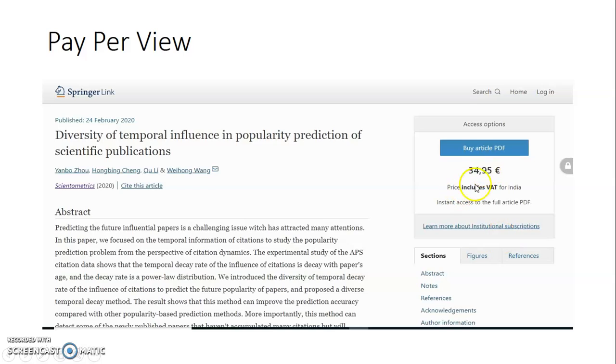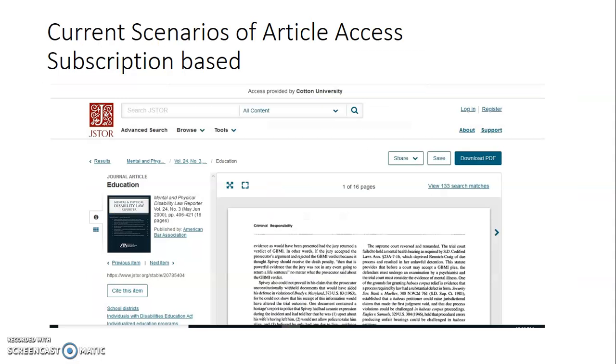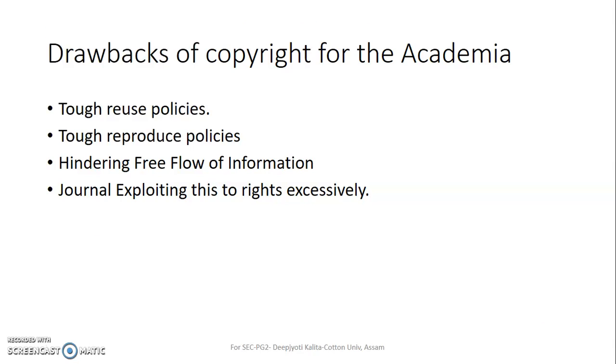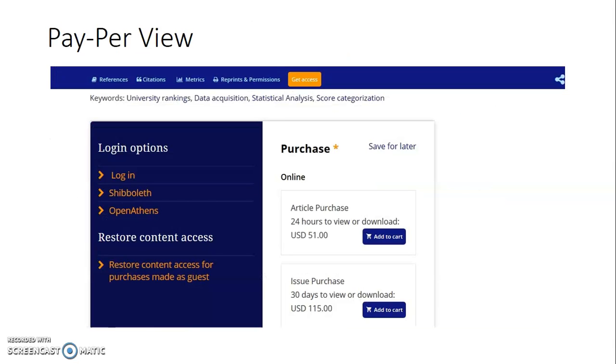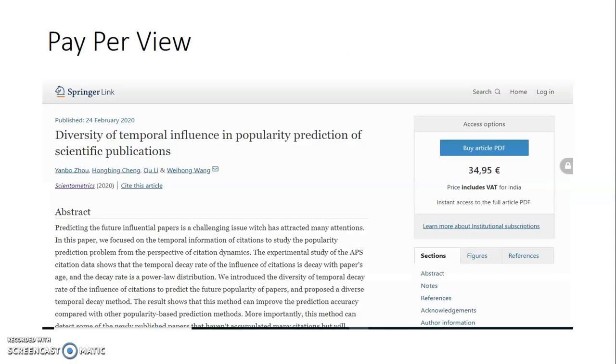So this price varies. If you go online and wish to read some articles, you have to buy the article. That means 34 pounds, this much money you have to pay for reading just one article. Like this, academic publishers are exploiting the copyright laws, which is hindering the free flow of information in the academic community.